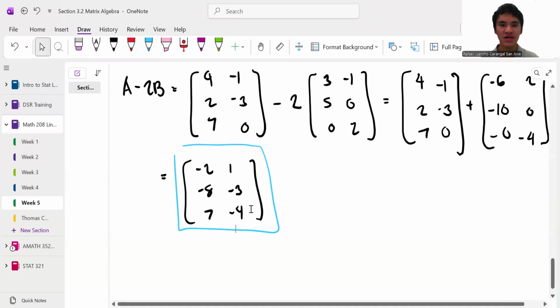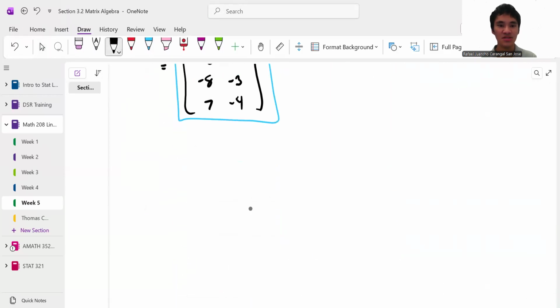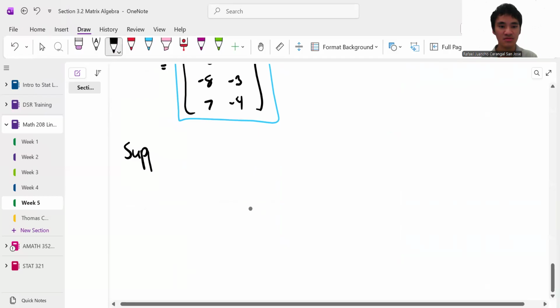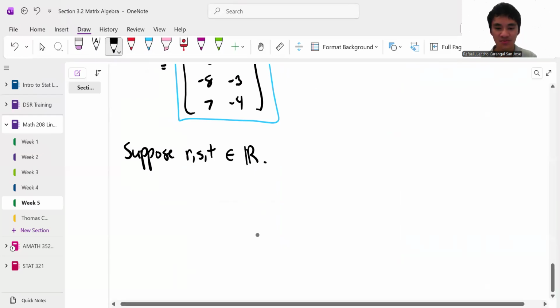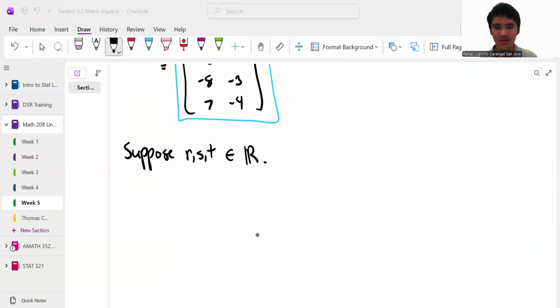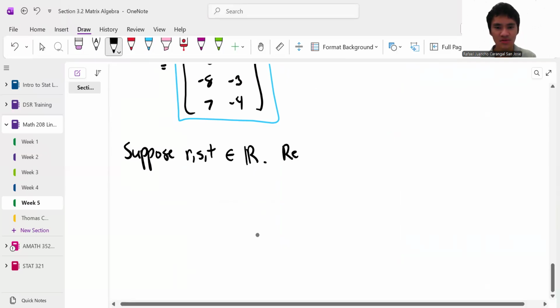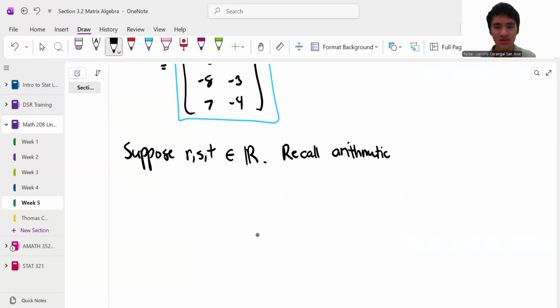And we also have different kinds of properties that follow for matrices, similar to vectors, right? So, okay, let's suppose R, S, T are real numbers. So we say they belong to the set of real numbers. And here are the laws of arithmetic. So we recall arithmetic laws. And these are elementary stuff, right?